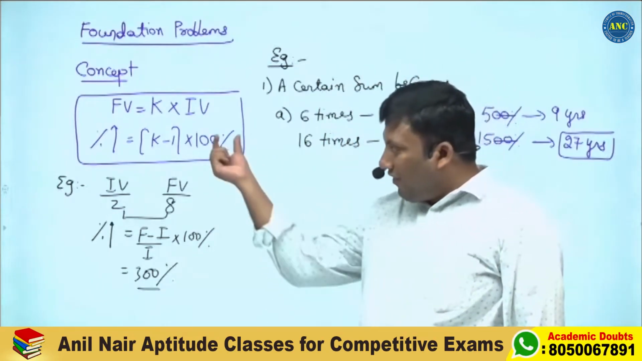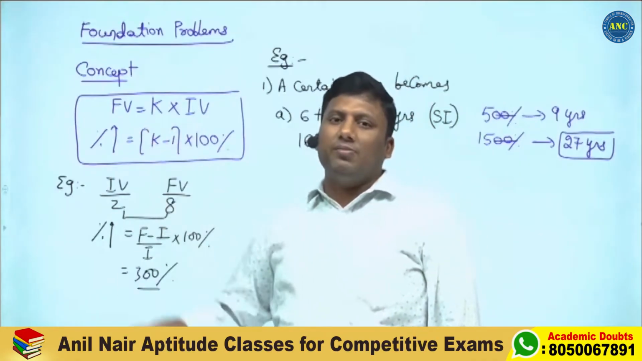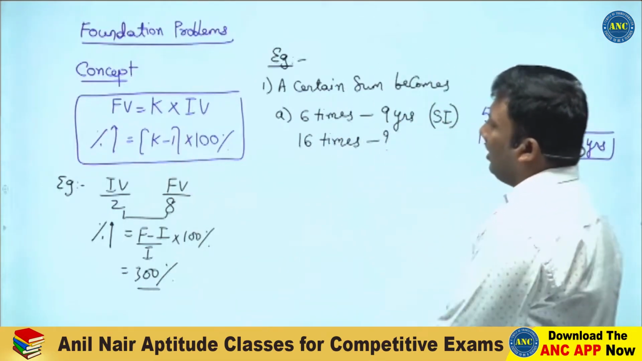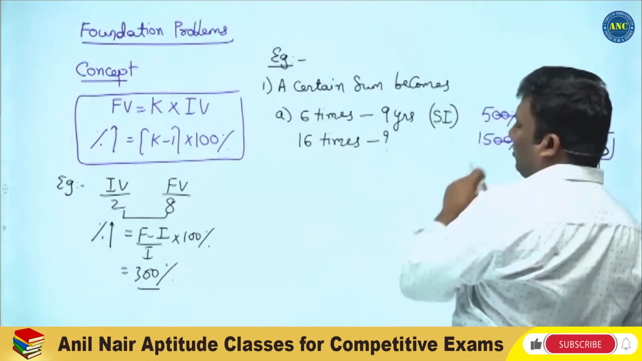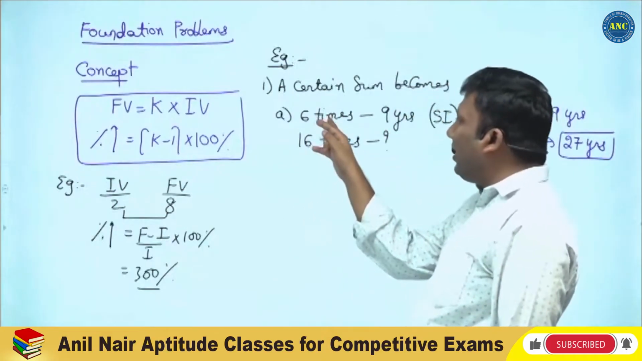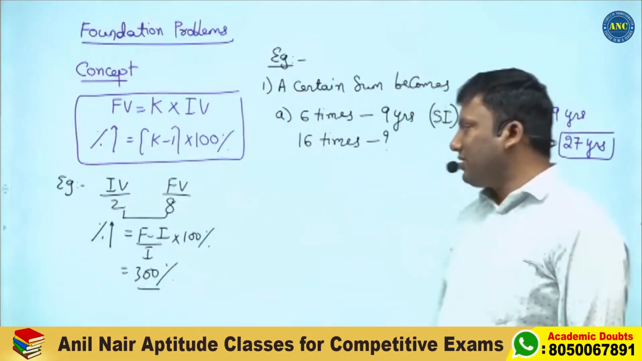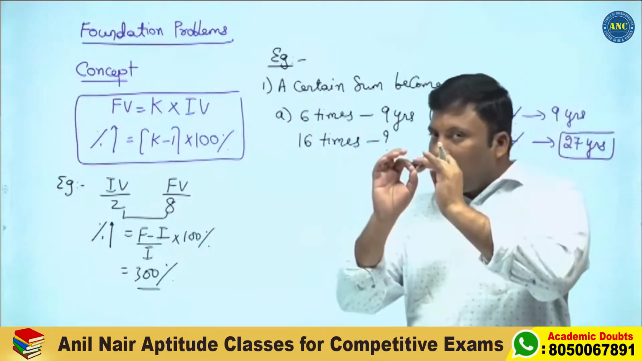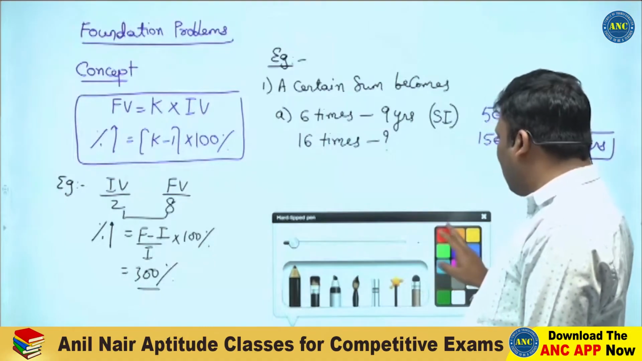Again I am explaining the fundamental concept. If the final value is k times the initial value, percentage increase will be (k minus 1) into 100. If the final value is 6 times, percentage increase will be 6 minus 1, 5 into 100, 500 percentage in 9 years. 16 times will become 1500 percentage in how many years? 5 3s are 15, 9 3s are 27. Not a single formula I used to solve this foundation level question.